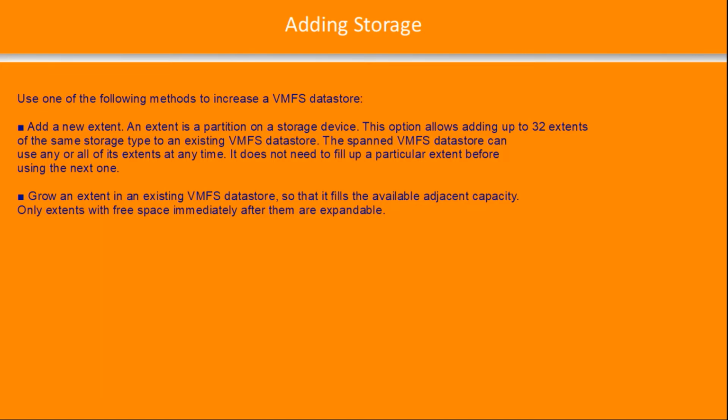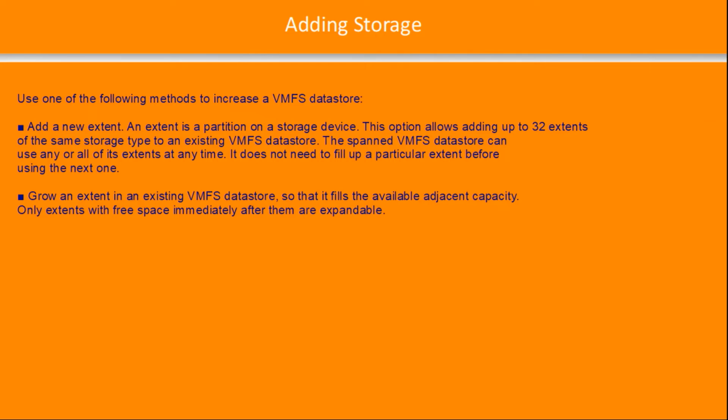So if the existing data store is a Fiber Channel data store, the new extent must come from the same type of storage. The spanned VMFS data store can use any or all of its extents at any time. It does not need to fill up a particular extent before using the next one. The first extent is always called the master extent, and the other ones are added to it to create that spanned VMFS data store. To any system or user communicating with the data store, it is seamless. It appears to be a single VMFS data store.